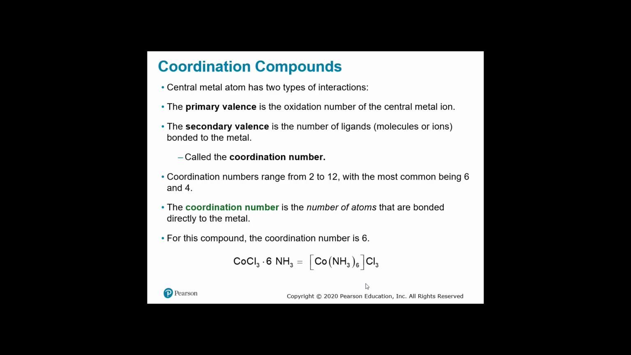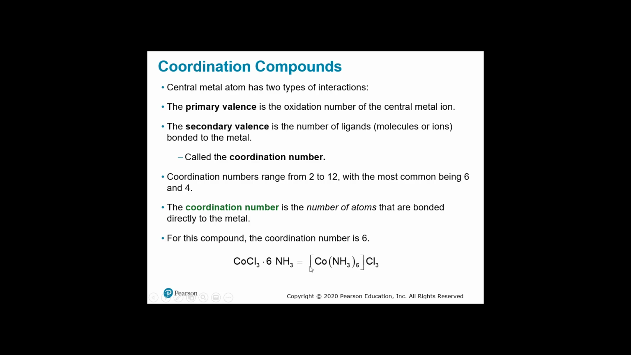Coordination numbers can range from 2 to 12. The most common are 6 and 4. The coordination number, again, is the number of atoms or ligands that are bonded to the metal. So if we look at this compound here, we have cobalt 3 chloride, hexa... I don't know, this is not a hydrate, so I don't know how to say this part right here. I got ahead of myself. But see the 6, that's the coordination number because that's the number of ligands that are bonded to the metal.